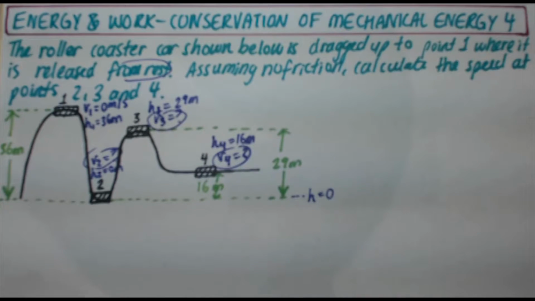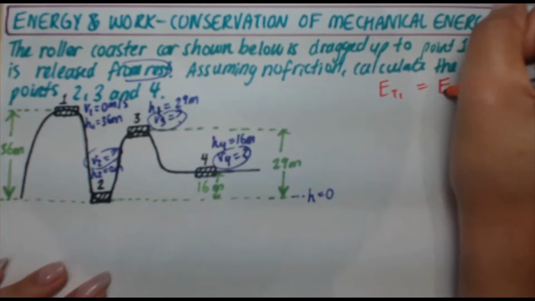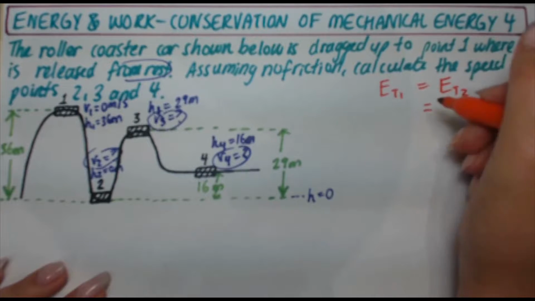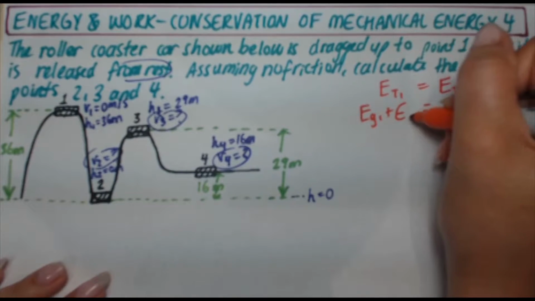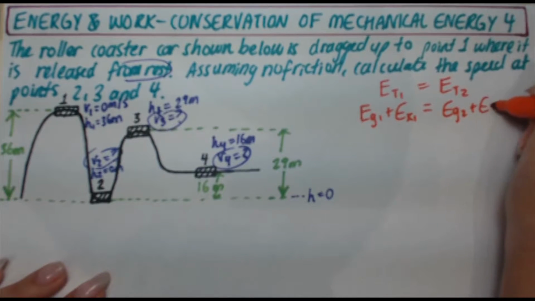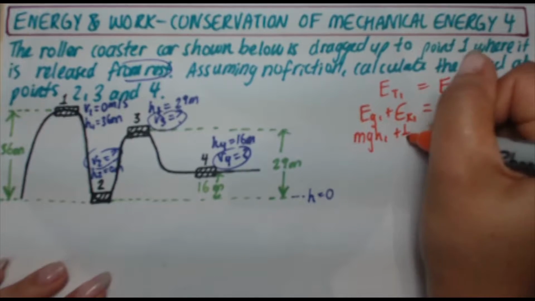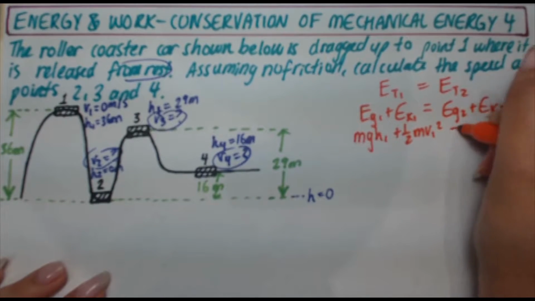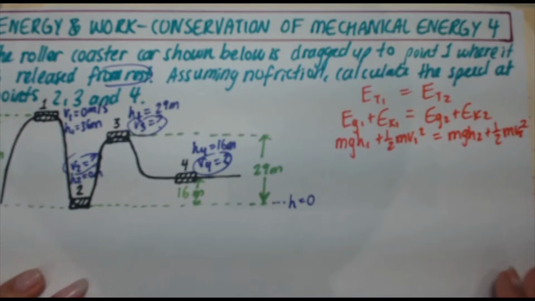Okay, so let's jump right into our conservation of energy expression. ET1 equals ET2. The two types of energy we're dealing with here are, again, gravitational potential and kinetic, just like in video 109. So EG1 plus EK1 equals EG2 plus EK2. Plugging in the expressions: mgh1 plus 1/2 mv1 squared equals mgh2 plus 1/2 mv2 squared.